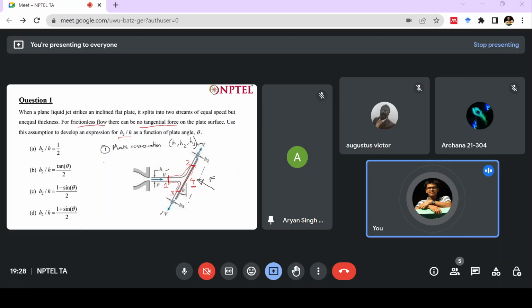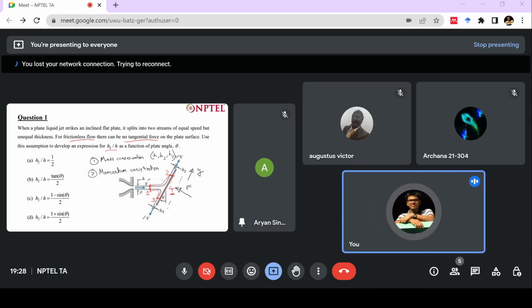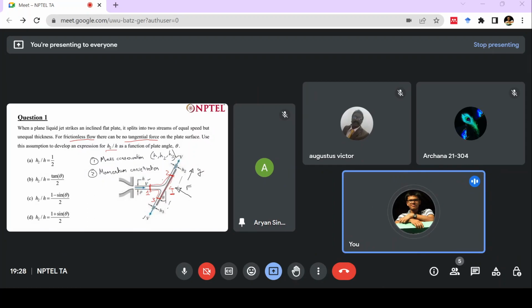How will I do that? Using my momentum conservation. Along which direction? Along this perpendicular, along this plate basically. So perpendicular to this force. Let's call this the y direction. Now, along this y direction, you will do the momentum conservation.